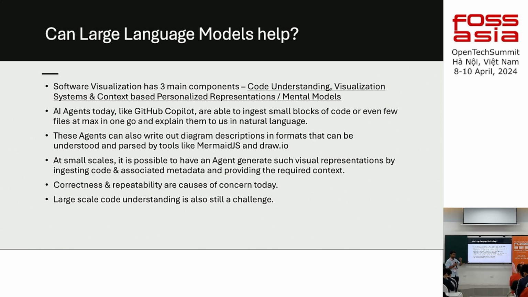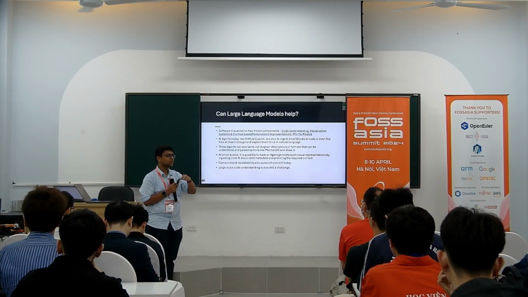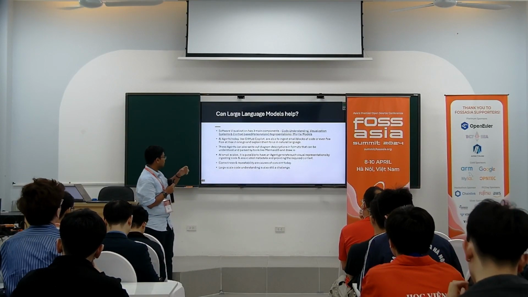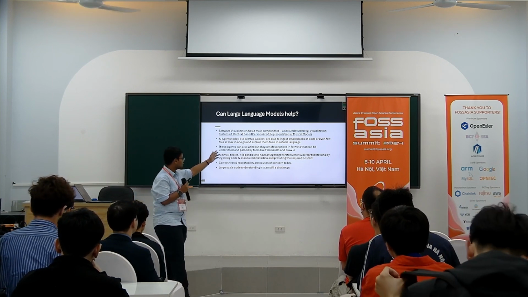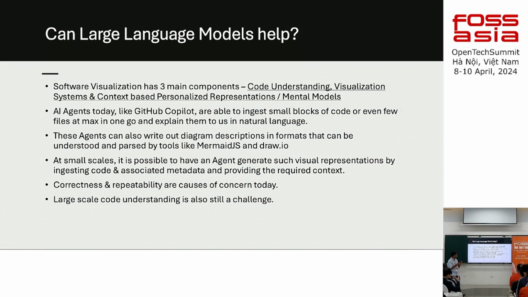Or if people have different mental models to understand their code bases, can we have a visualization engine that can actually represent those unique visualizations for each person? And then that's basically context-based personalized representations. And then you finally need the technology to enable that.